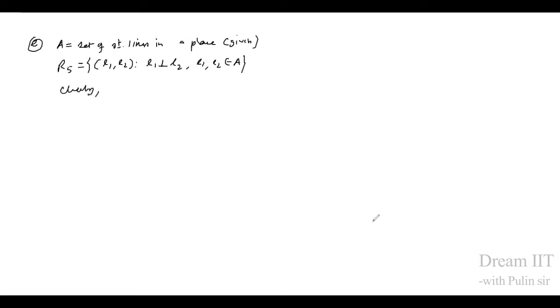Clearly, for L belongs to A, can I say that this is perpendicular to this? Very clearly, you can say that no, it is not perpendicular. If it is not perpendicular, that means that L comma L does not belong to R5. Therefore, R5 is not reflexive. So we have got 5 examples. Please remember all these 5 examples because we are going to come back to these examples. Once you finish, please let me know.